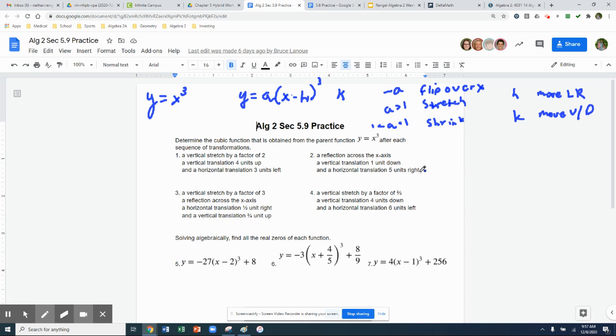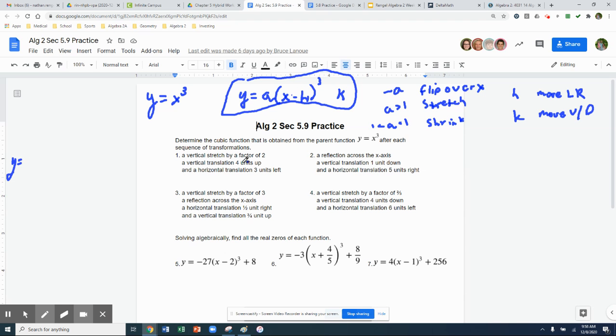So there's going to be all of our transformations, and then how I can represent them in that function is going to be using this general vertex form that I have over here. So we'll take a look then at number 1, and we're just going to kind of piece together how to write this equation. So I'm going to write my equation over here. I'll start with a y equals.